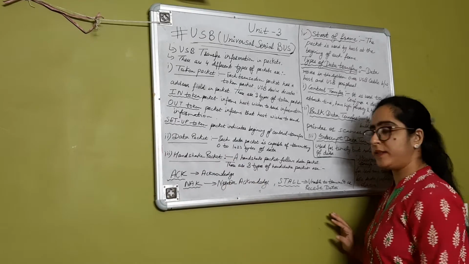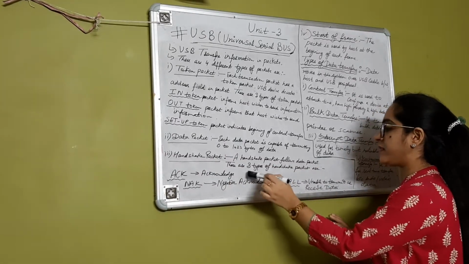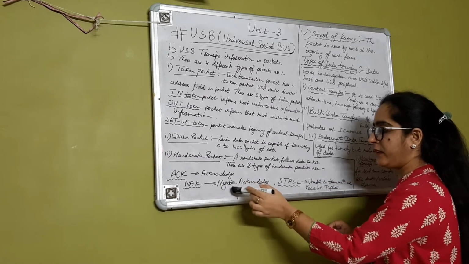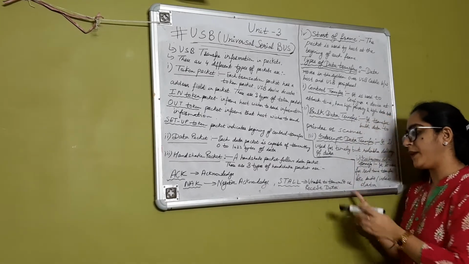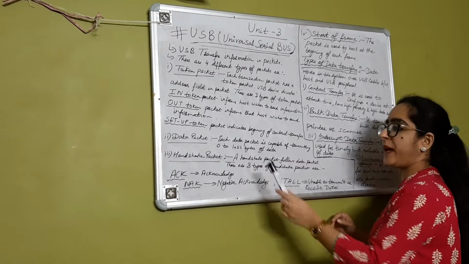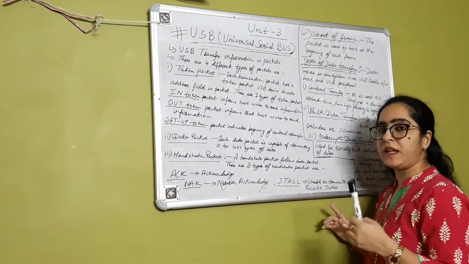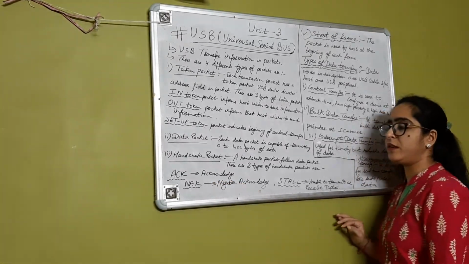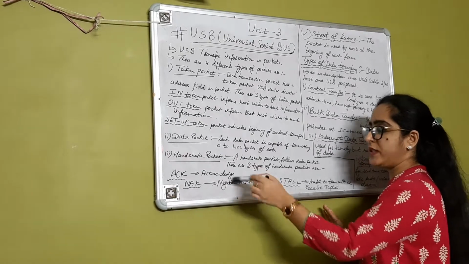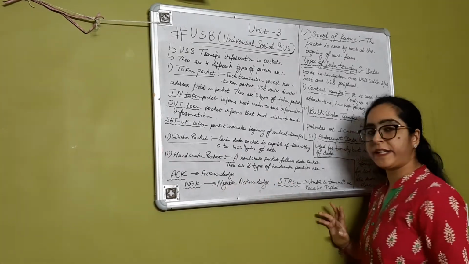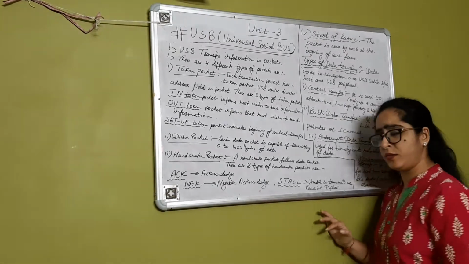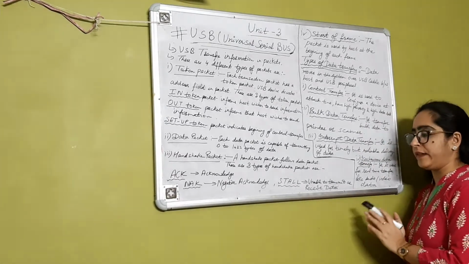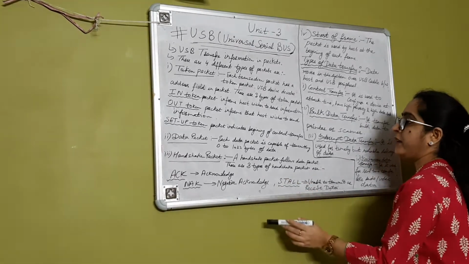Now the handshake packet. The handshake packet follows data packets. It has the following types: one is ACK, acknowledge, another is NAK, negative acknowledge, and stall, which means unable to transmit or receive the data. So the handshake packet is exchanged between the device and the host to indicate whether the data transmission was done successfully or not. ACK means acknowledging that data has been received. NAK, negative acknowledge, is used when no data is being sent. And stall means unable to transmit or receive the data. Okay, so this is the handshake packet.